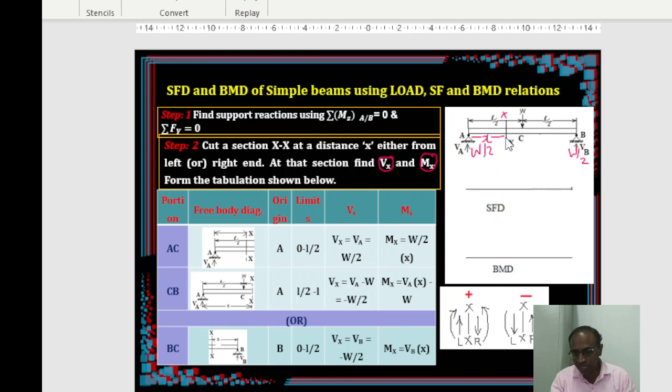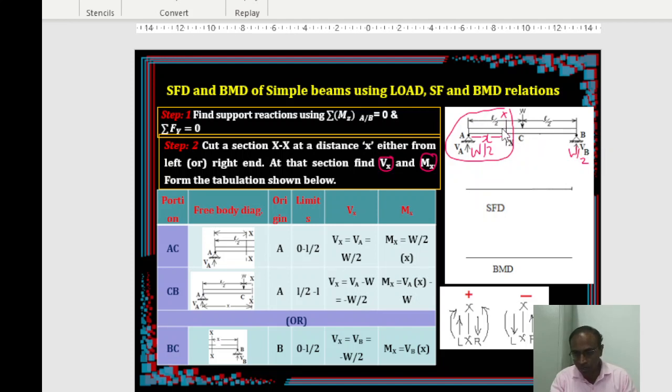Once you are taking a section from the left end, you forget about the other part. That means your whole focus is on this particular section only. Do not look at the other part of the beam, unless you take the section from that side.